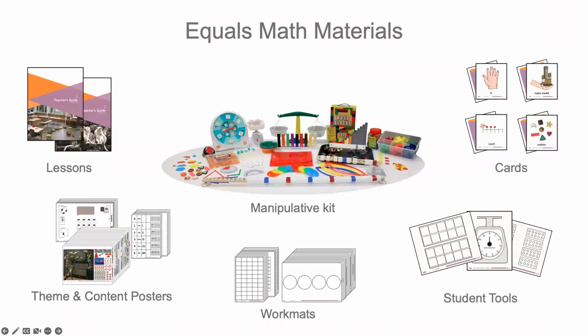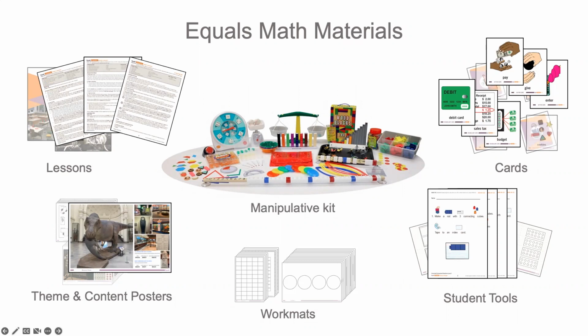Looking at the materials now for transition lessons, there are two sets of materials that are required to implement the equals transition math lessons. The first are your equals lessons, your equals card set, your equals work mats, student tools, content posters, and manipulative kit materials. The second set of materials are your equals transition lessons, student tools, the transition card sets, and transition theme posters. All transition lesson materials are provided in a PDF format within your additional members only content.